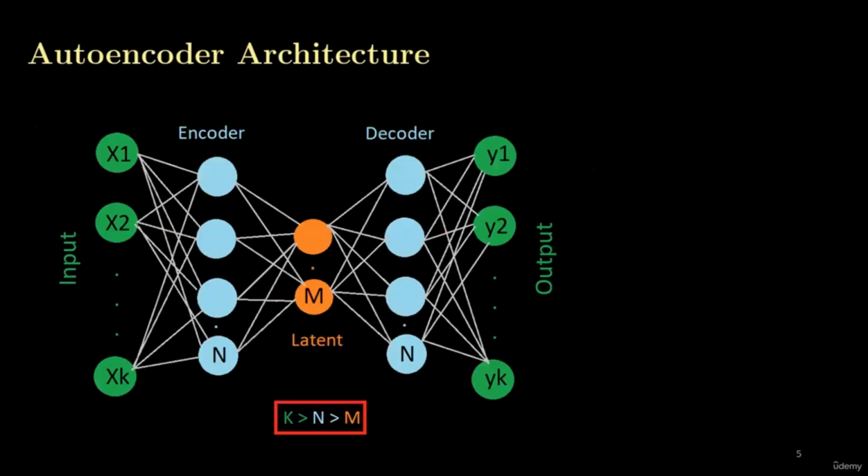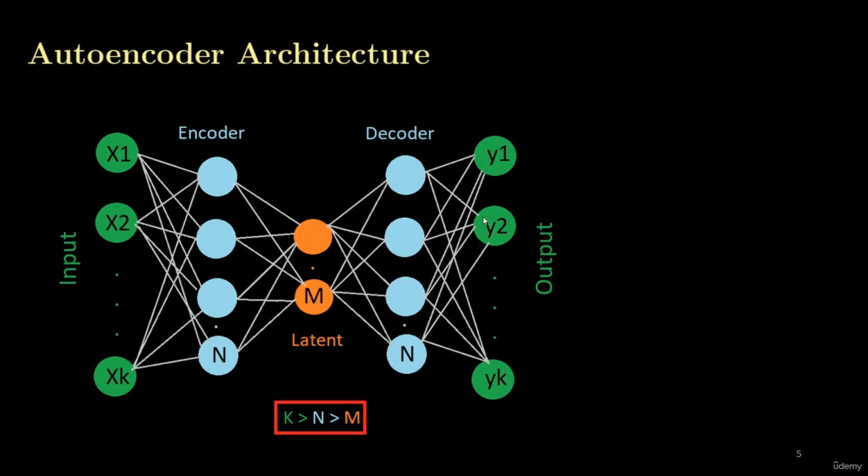This is the typical architecture of the autoencoder. We can see that it has 5 different kinds of layer. It has input layer, encoder layer, then latent layer, decoder layer, and finally the output layer. If we see the dimensions of each layer, the dimension of input is k and the dimension of output is also k. Then the dimension of the encoder layer is n and the dimension of decoder layer is also n, whereas the dimension of the latent layer is m. So if we see here, k is greater than n and n is greater than m.